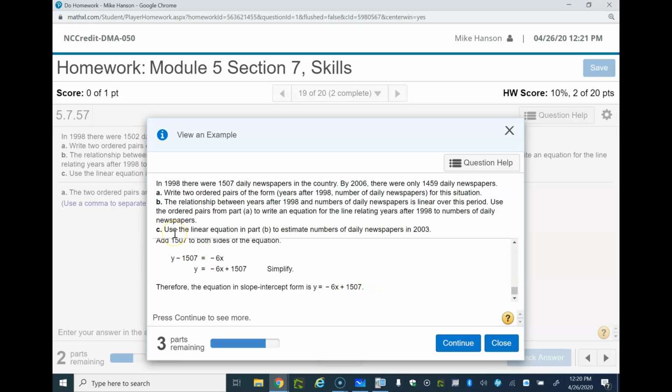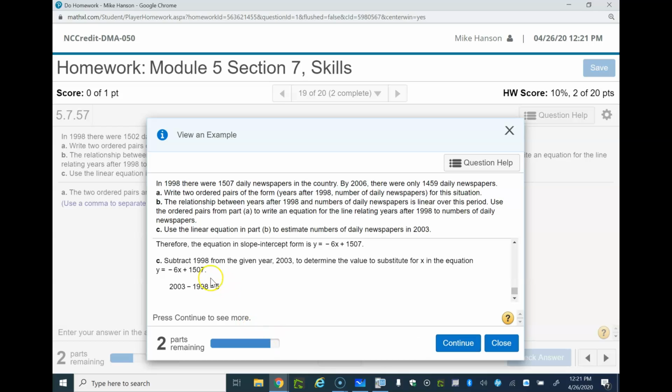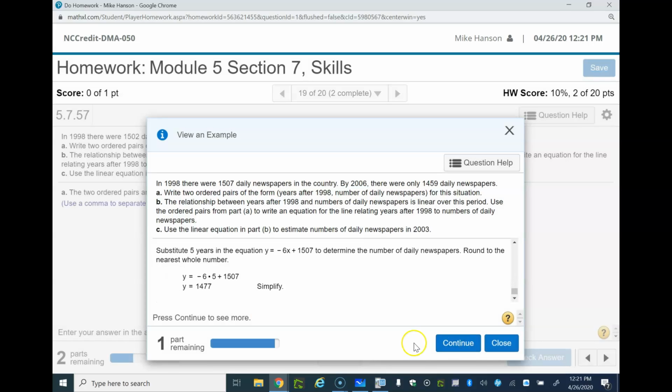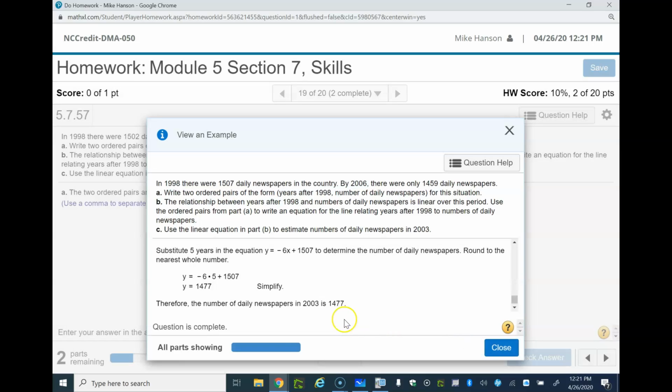We should be able to determine part C fairly easily. They said we want to know how many newspapers there are going to be in 2003. So how many years went from 1998 to 2003? 5 years. We take this 5, plug it in for the x, times it by -6, which gives us -30, plus 1507, and it should give us a total of 1477. So in 2003, there'll be 1477 newspapers.